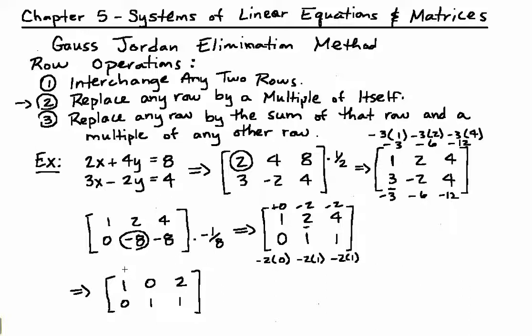In the first column we have 1 and 0. In the second column we have 0 and 1. And then that last column are the solutions. So we can interpret this as the solution to our system of equations is x equals 2 and y equals 1. If you wanted to write that as an ordered pair, the answer would be (2, 1).